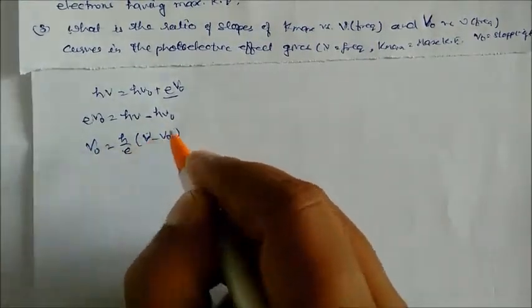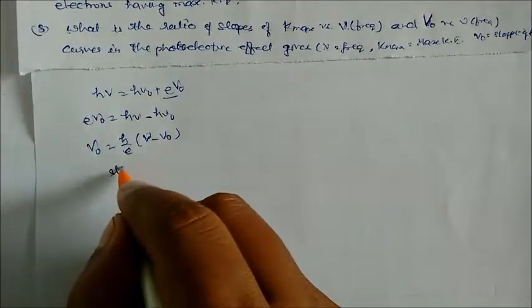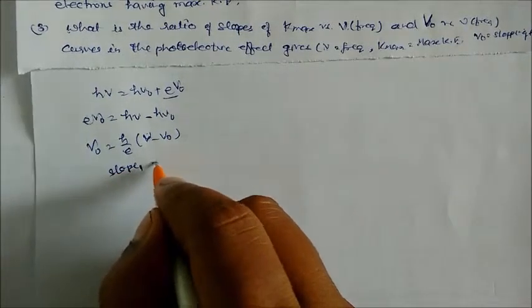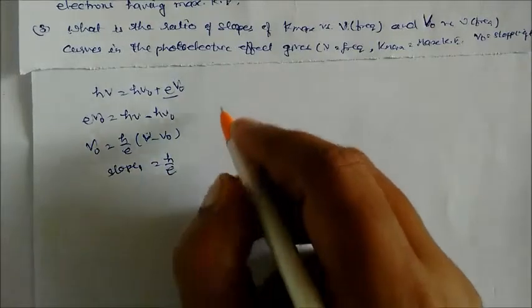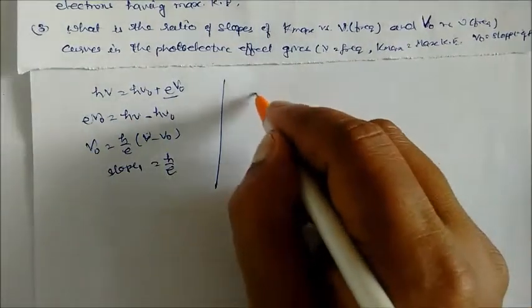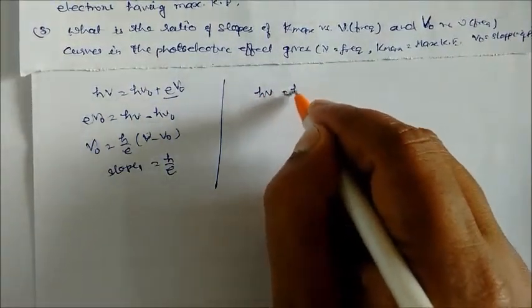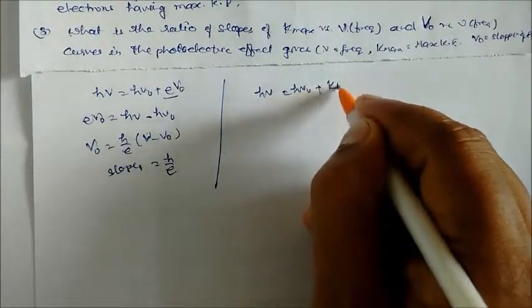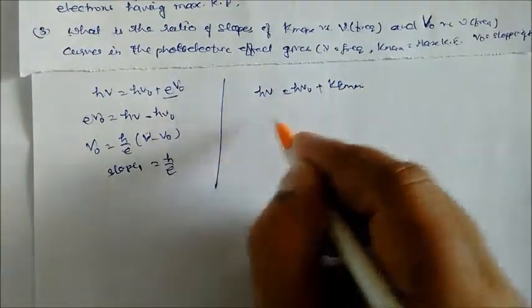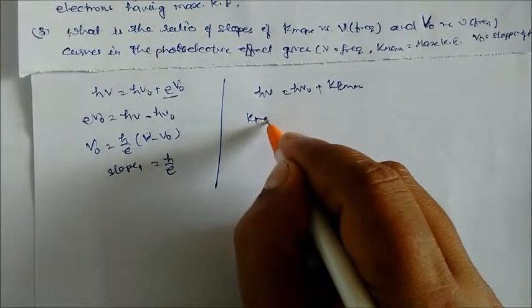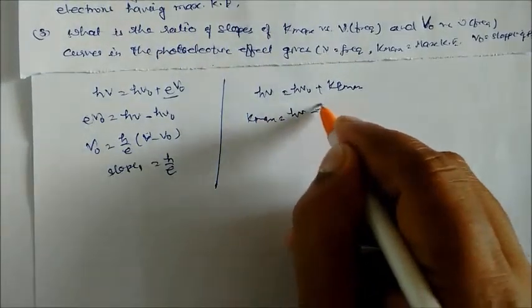So this is the one equation. So here the slope will be how much? The slope will be h upon e. Now second case, h nu is equal to h nu naught plus kinetic energy maximum. So here kinetic energy maximum will be h nu minus h nu naught.